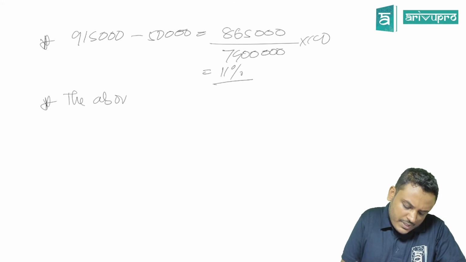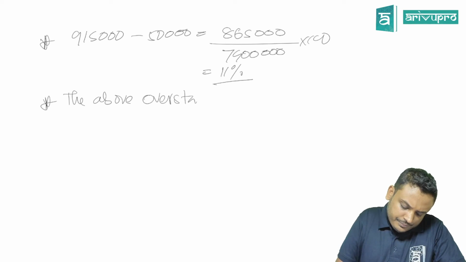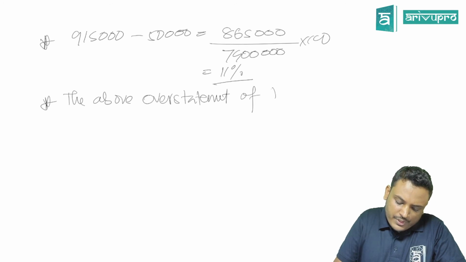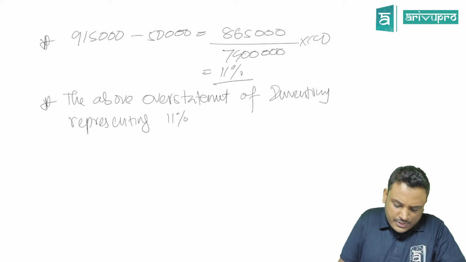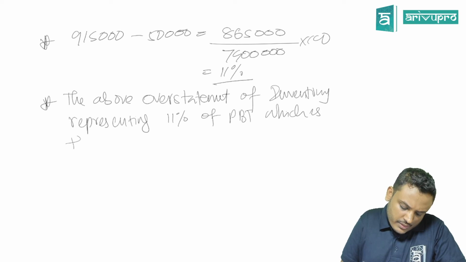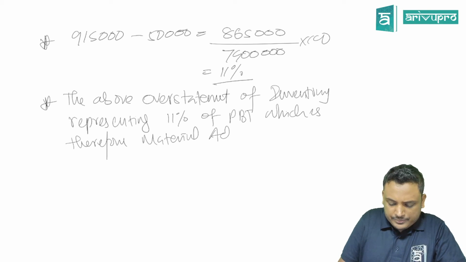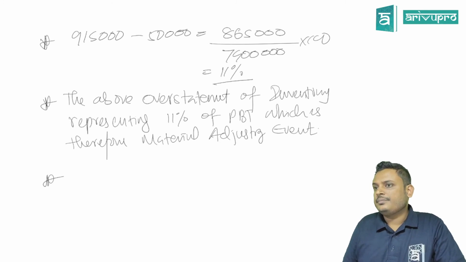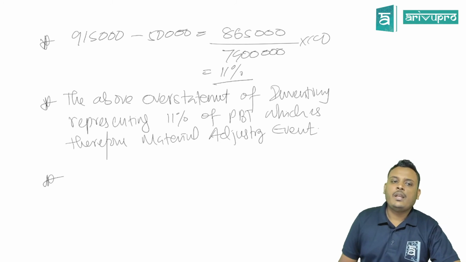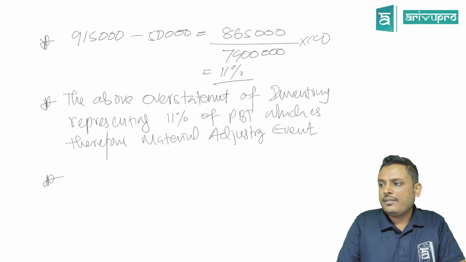So the above overstatement of inventory, representing 11% of PBT, which is therefore material adjusting event. Is it clear? Therefore, it is a material adjusting event.